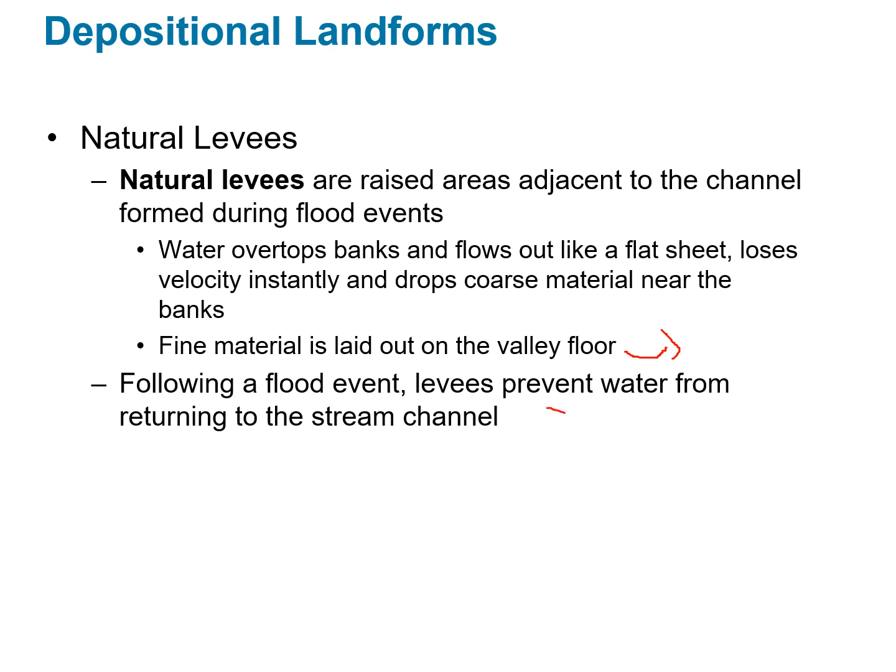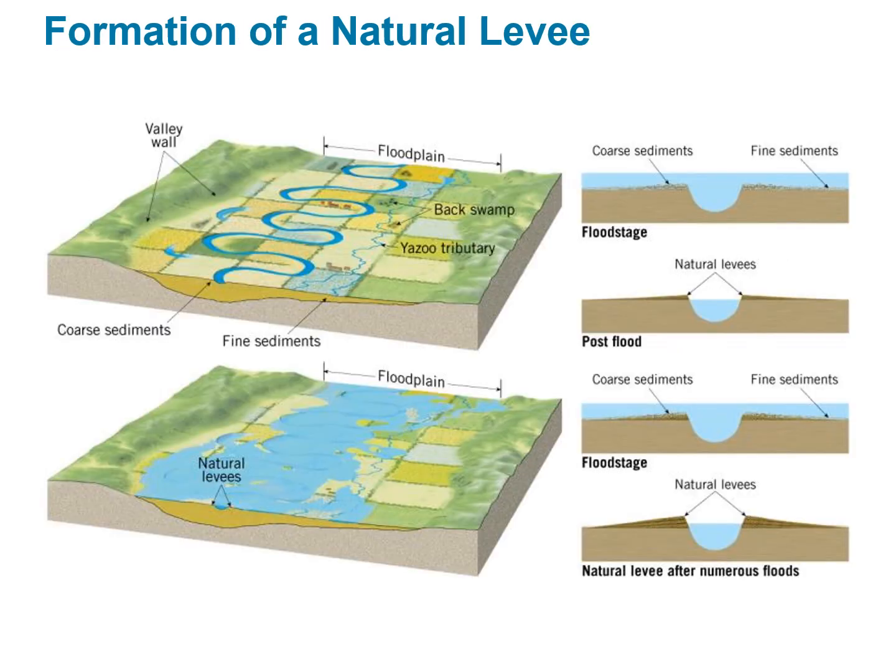Okay, so after a flood event, the levees prevent water from returning into the river because it's built up, and then you get these swamps and Yazoo tributaries. Okay, so here's a floodplain, flat-lying area. Here's a meandering river moving through it. So during flood stages, this is what happens. Okay, it gets completely flooded out, and you see here, here's the river channel, cross-section of it. The coarse sediments are dumped really close to the river channel. Okay, and then you build up those natural levees. And natural levees help prevent flooding in the future.